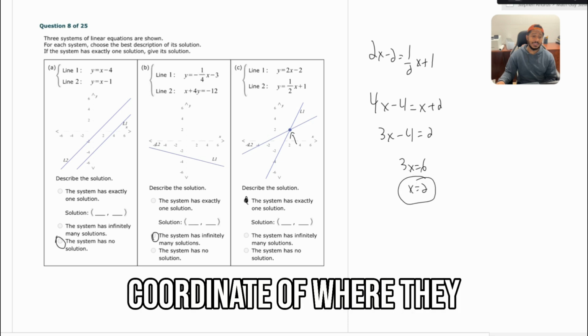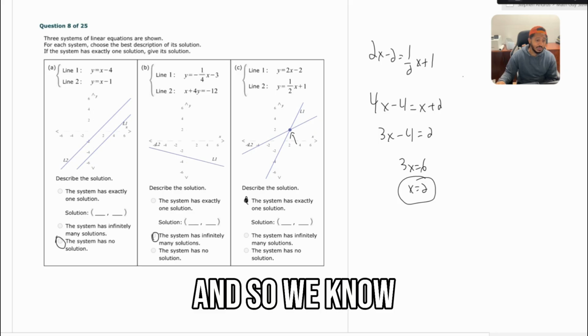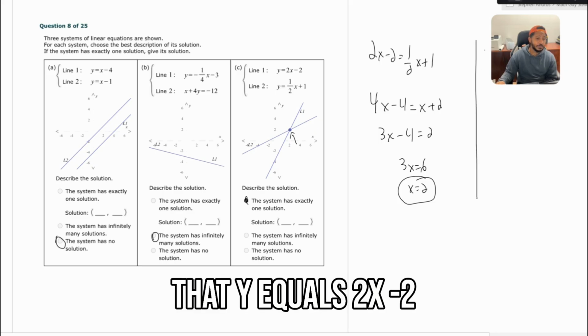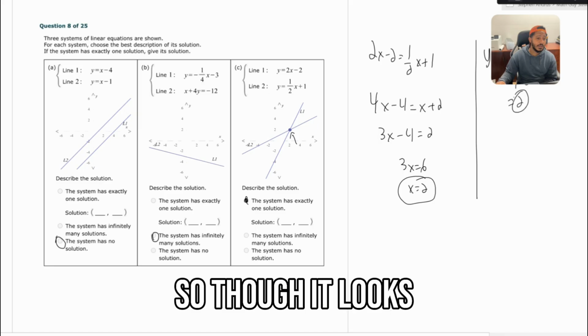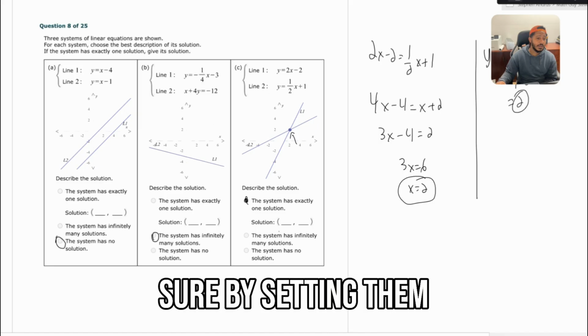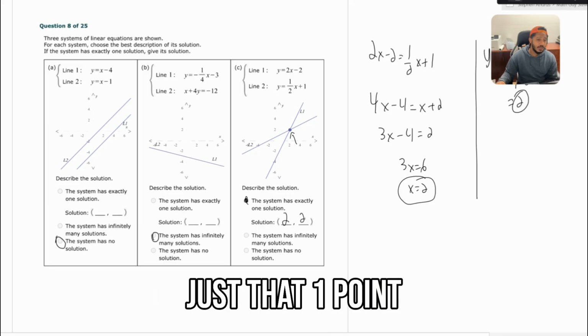That's the x coordinate of where they meet up. To find the y coordinate, just plug it back into any one of the equations, right? And so we know that y equals 2x minus 2, so y equals 2 times 2 minus 2, or in other words, 4 minus 2, so 2. So though it looks like they meet up at 2, 2, I wanted to make sure by setting them equal to each other. Okay, so yeah, they meet up at the point 2, 2 at just that one point.